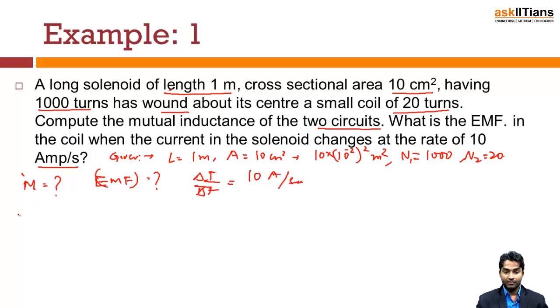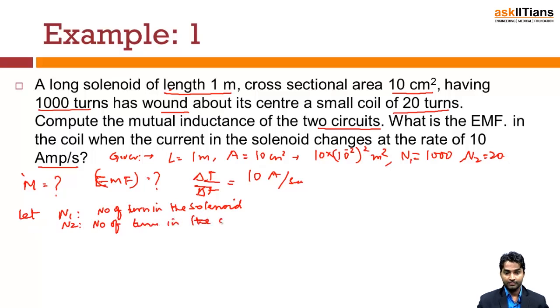Let N1 be the number of turns in the solenoid and N2 the number of turns in the coil. Let A1 and A2 be the respective areas. We can say A1 will be equal to A2; we need to assume this value.